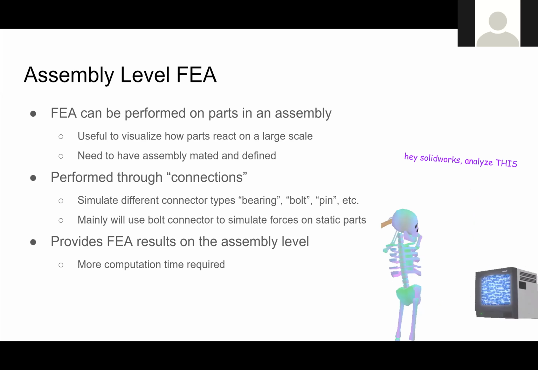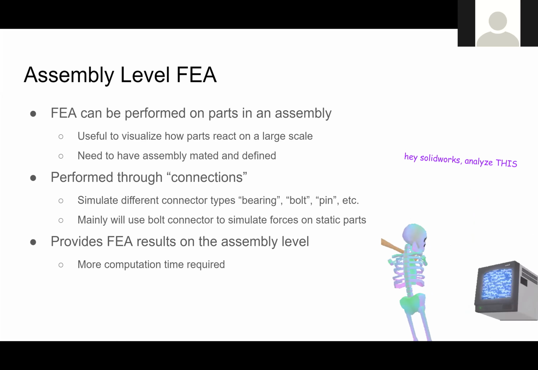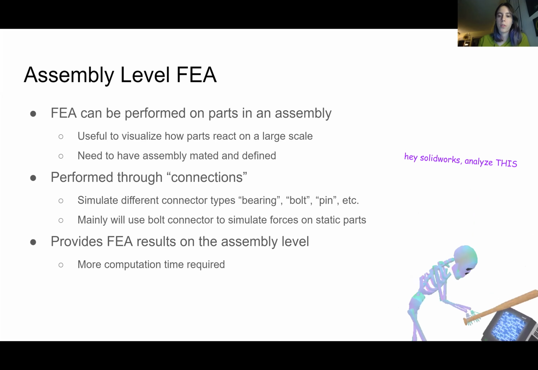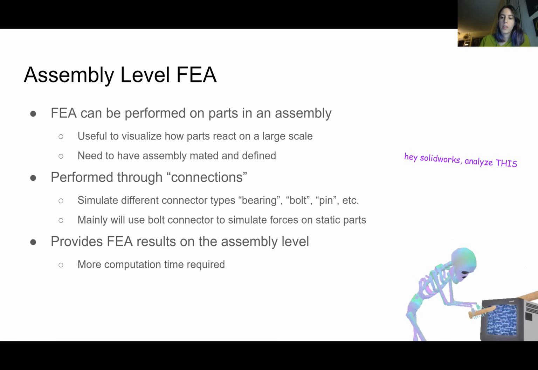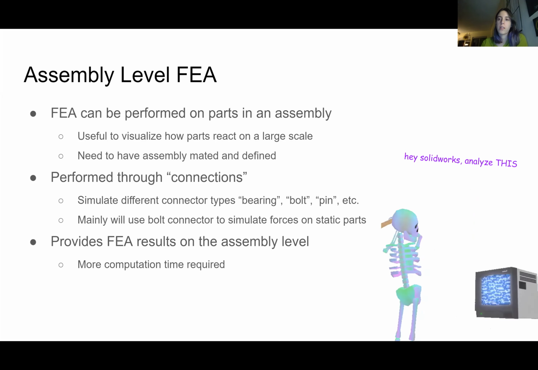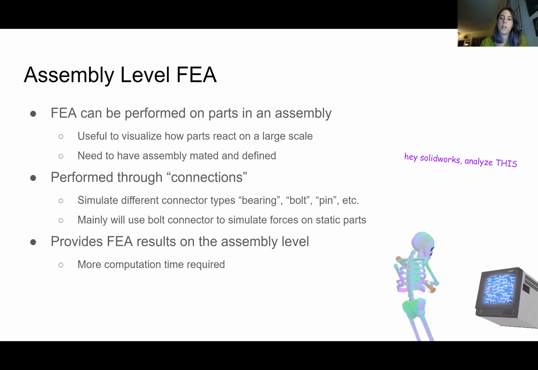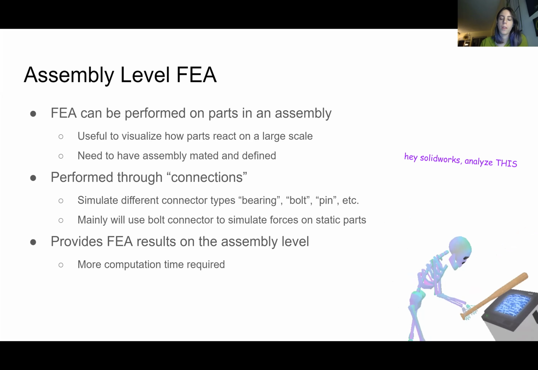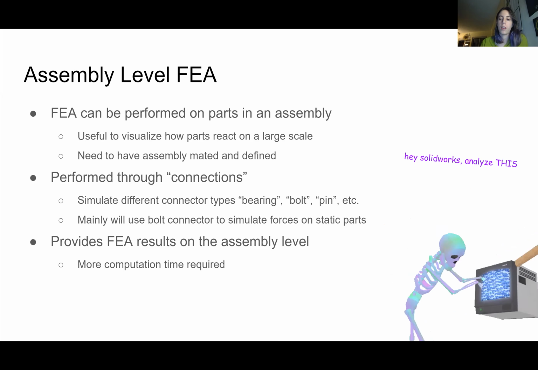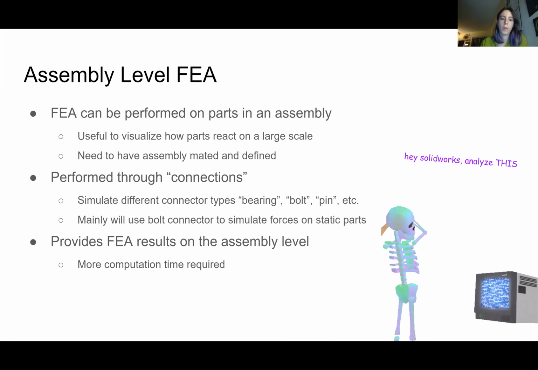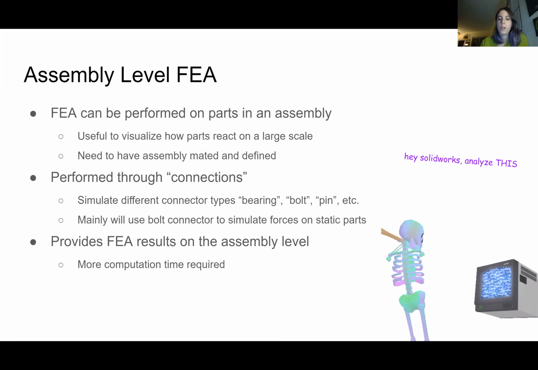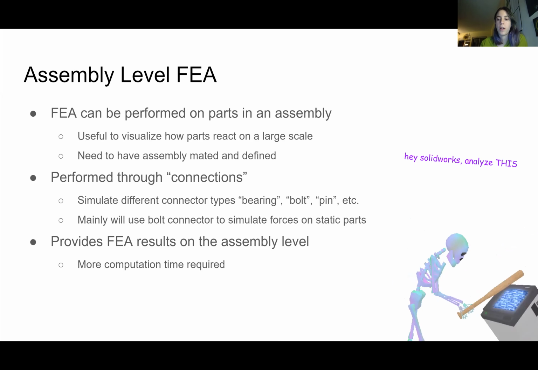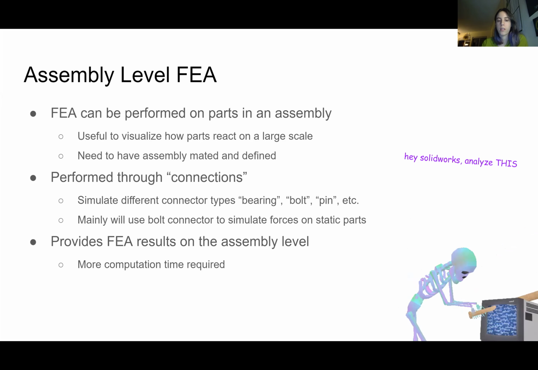And then when you're doing the assembly FEA, you do it through connections between your parts. So you would add bearings, bolts, pins. Bolt is really similar to the fixed face that we talked about earlier. It's basically just saying this part is bolted to this part. They're not going to move between them. And then you want to analyze other areas of them or how they move as a whole. So this will provide a result that you can see on the entire assembly level, but it does take significantly longer because it's more parts.